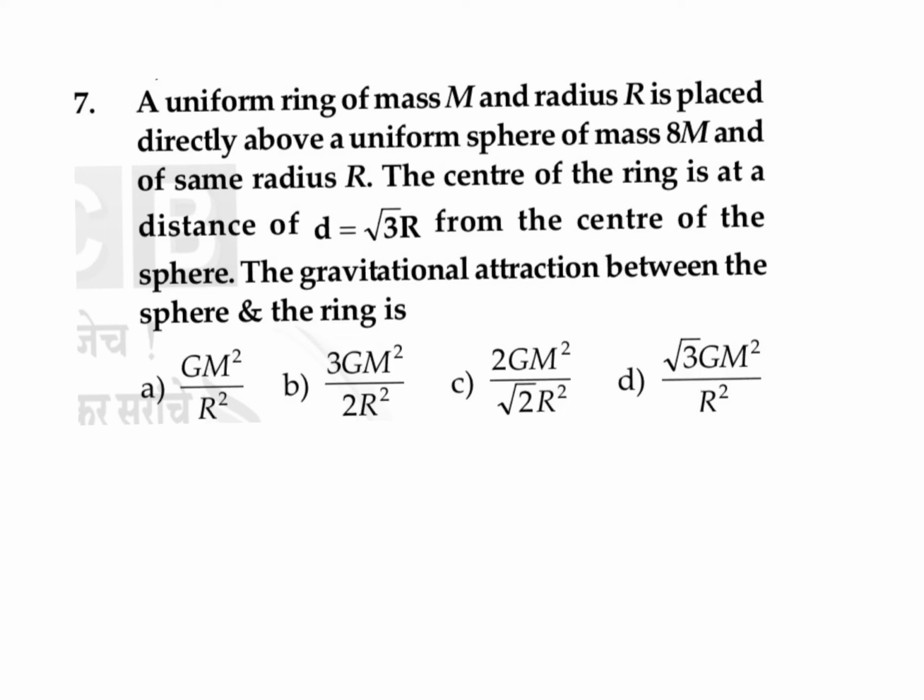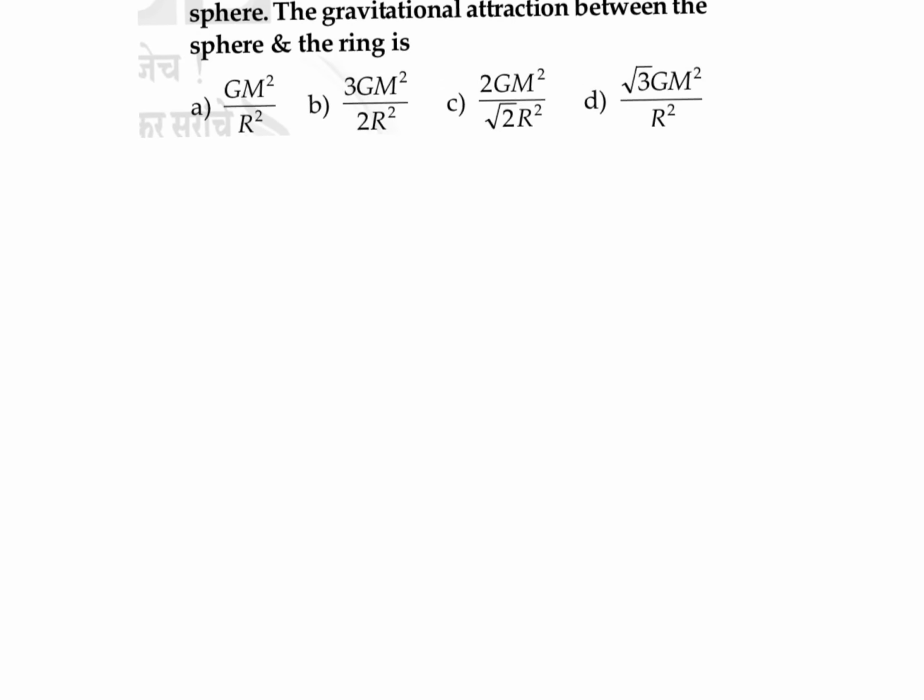So in this question it is given that a uniform ring of mass m and radius r is placed directly above a uniform sphere of mass 8m and the same radius r. The center of the ring is at a distance d, which is equal to root 3 r, from the center of the sphere. The gravitational attraction between the sphere and the ring is... So we are to find the value of the force of attraction between a ring and a sphere.